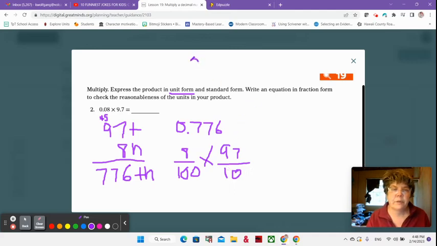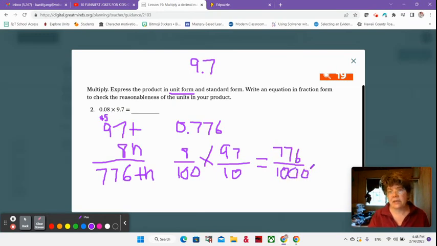But let me just give you a quick rundown of it right now. 9 and 7 tenths, right? I have 7 in the tenths place. And this is 9 ones. But if we think about how many tenths it would be if we converted it, it would be 90, right? So 97 tenths. Okay, 97 tenths. And we multiply the two. We already know that it's 776. And 100 times 10 is 1,000. So 776 thousandths. There we are.